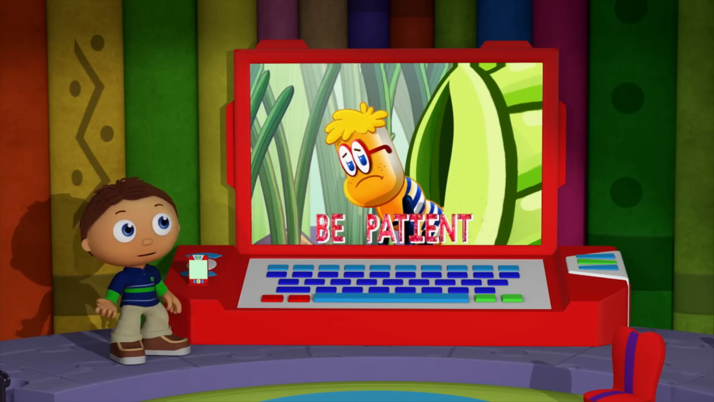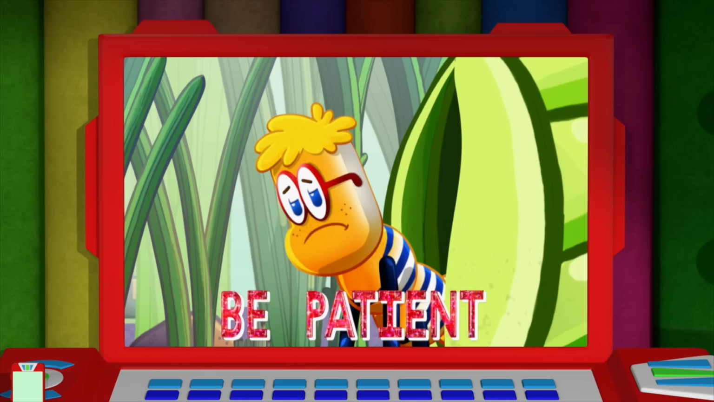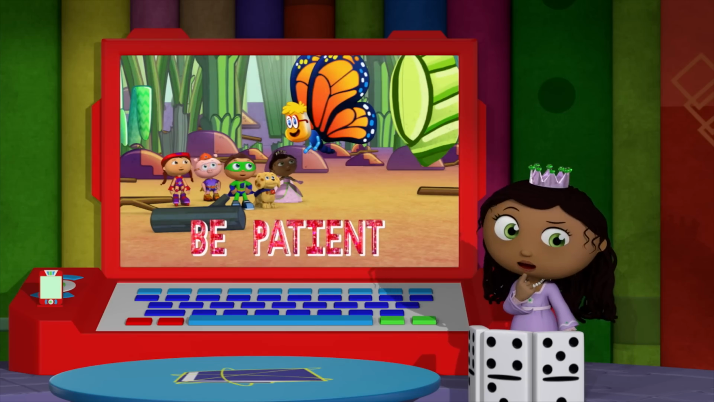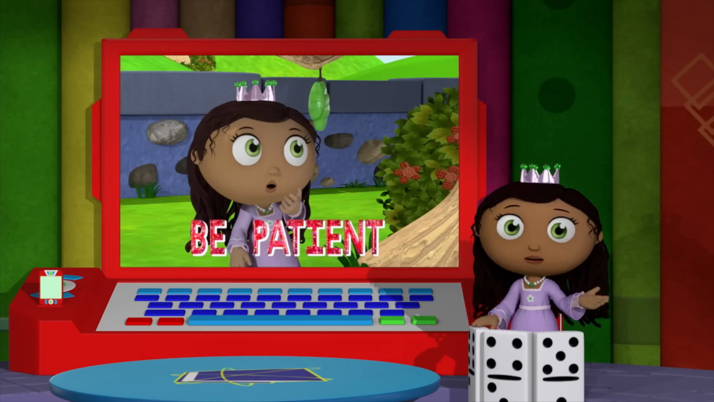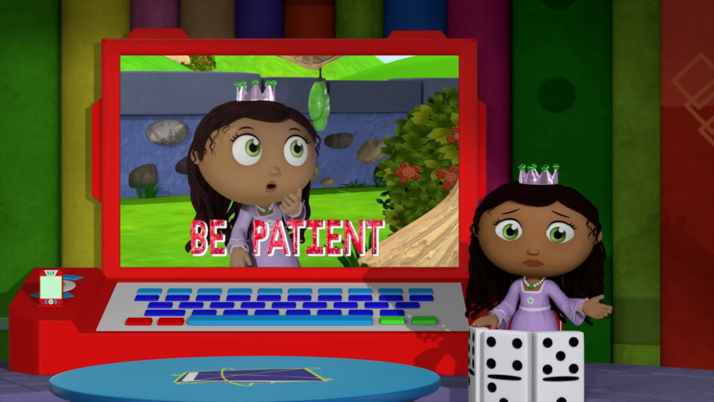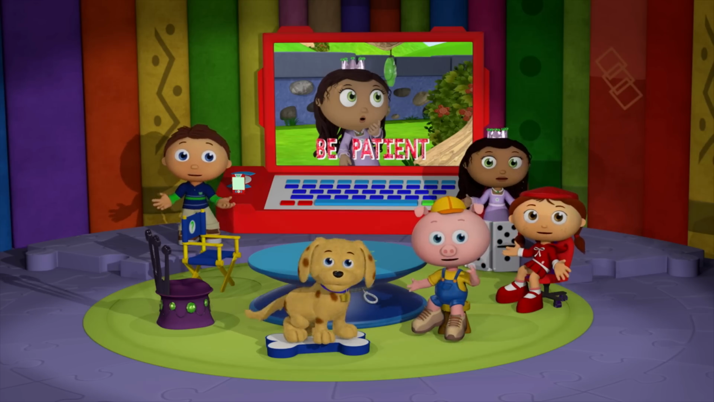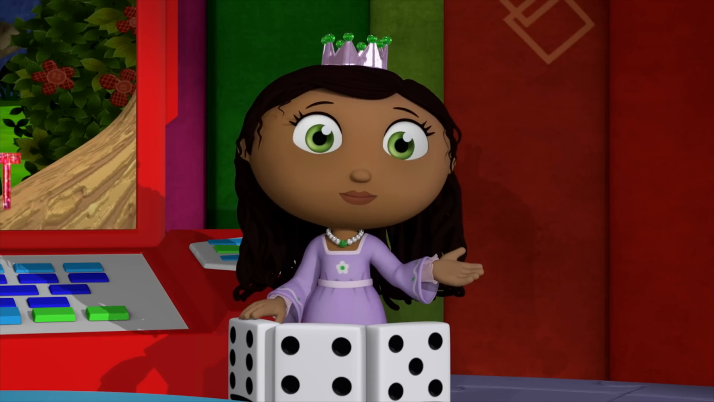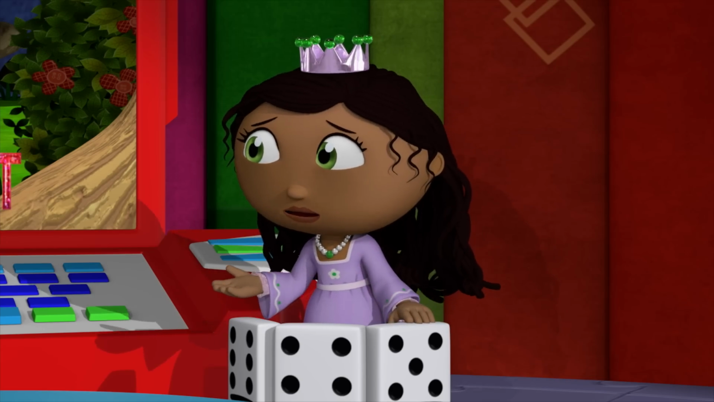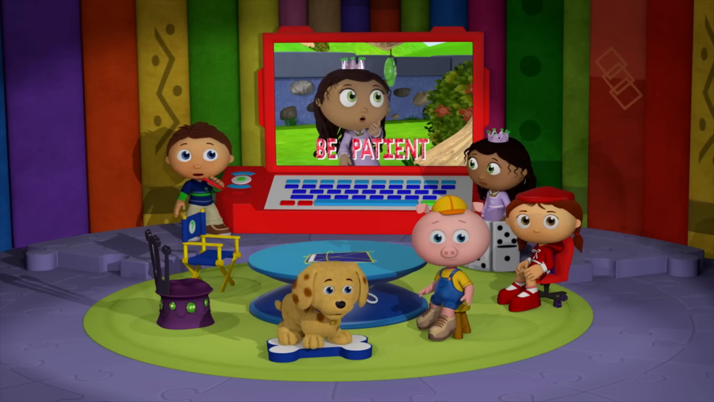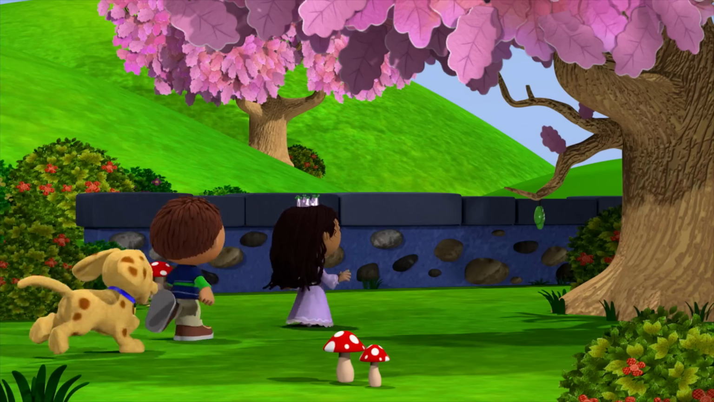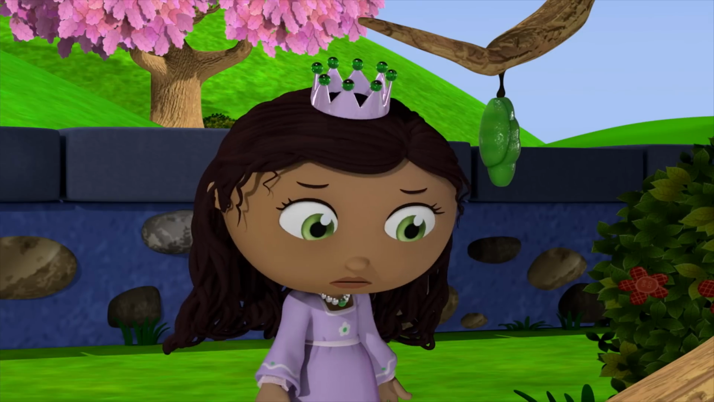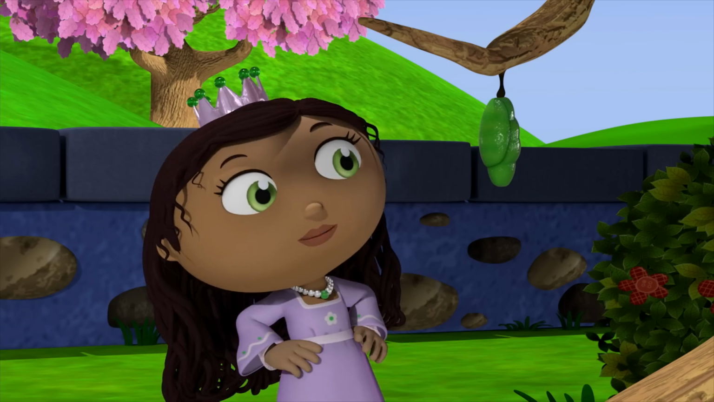But why? Because Tilden had to be patient and wait until it was time for him to finish changing into a butterfly. So my question is, what should I do if I want the butterfly in my garden to come out now? And your answer is... Be patient. I guess I'll have to be patient and wait until the butterfly is ready. But we can still check, right? Right. Come on. There's the chrysalis. But no butterfly yet. Oh, yeah. I need to be patient.